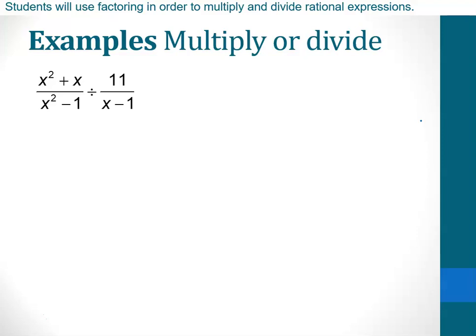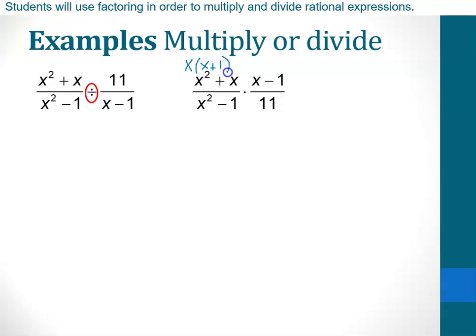Okay, now we have the same thing, but it's division. So we're going to change the division symbol to multiplication, and we're going to flip it. Now we're going to factor. How do we factor x squared plus x? Well, we have a common factor of x, so we're going to take the x out, and that's going to leave us with x plus 1.